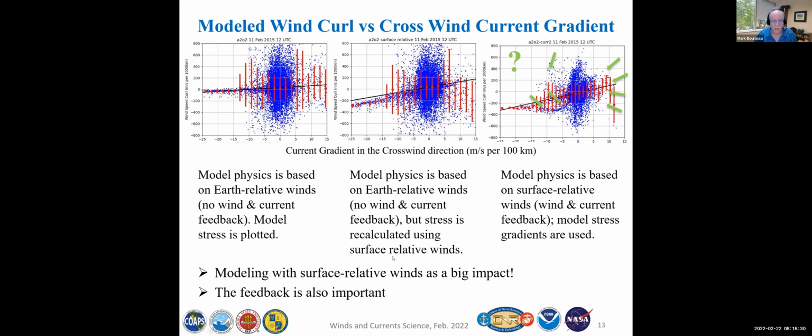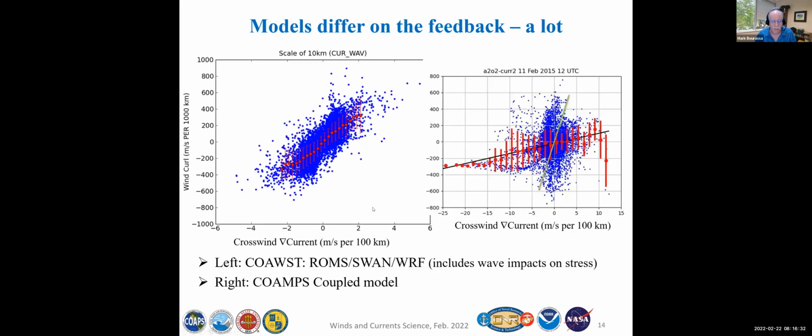Feedbacks are important. But when we look back to prior work that she and I did and published in 2019, we had this kind of relationship here. So it's a fairly nice cluster. And this is based on a month of averaging, whereas this is based on a much smaller time period. But we get a different slope. And this green line represents that slope here. We can see hints of it in the Navy model, but these are very different.